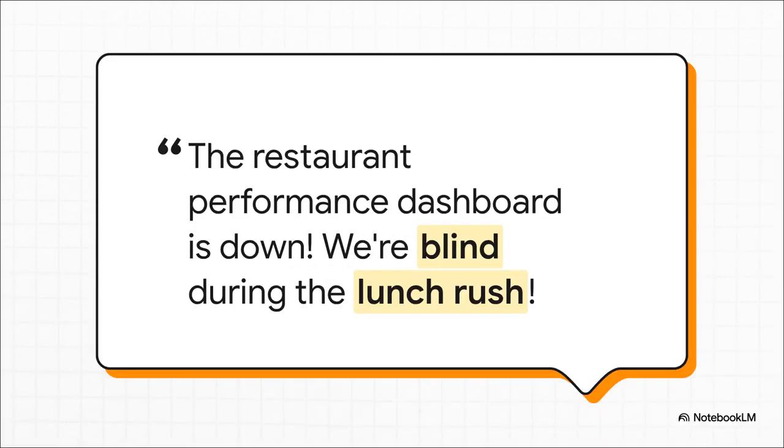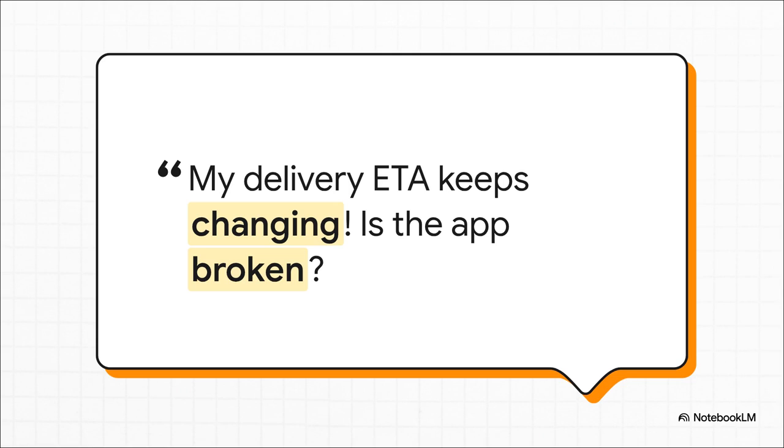All right, picture this. You're at a food delivery company. Let's call them Hungry Now. It's 12:30 p.m., the lunch rush is hitting its absolute peak, and it's chaos. The business team is totally flying blind because their main dashboard just crashed. They have no clue which restaurants are getting slammed and which ones could use more orders. And oh, it gets worse.